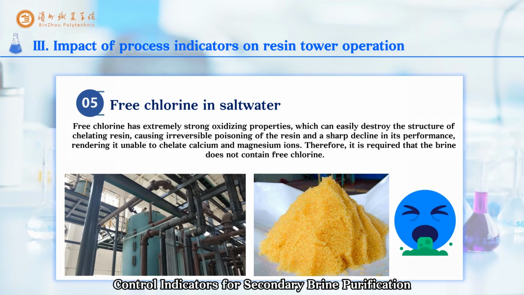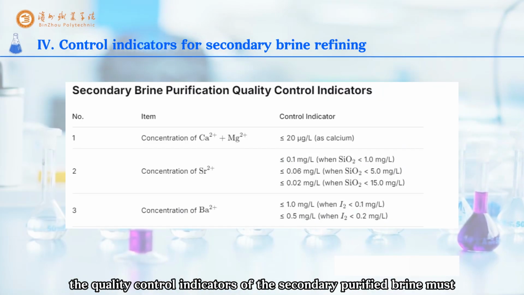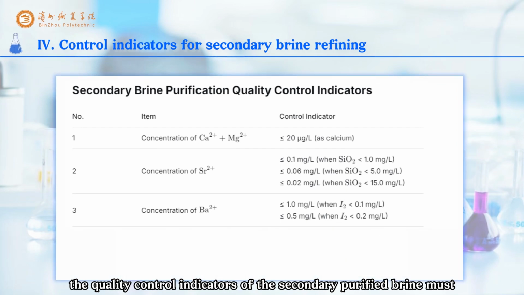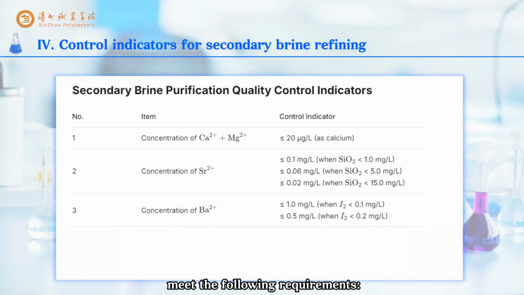4. Control indicators for secondary brine purification, regardless of the 3-tower or 2-tower process. The quality control indicators of the secondary purified brine must meet the following requirements.